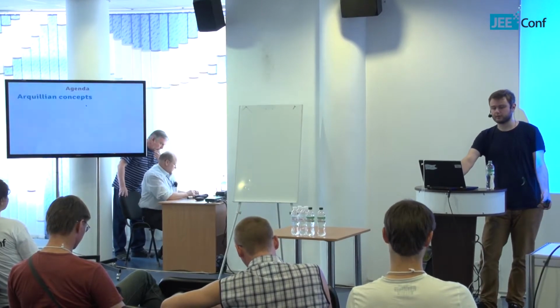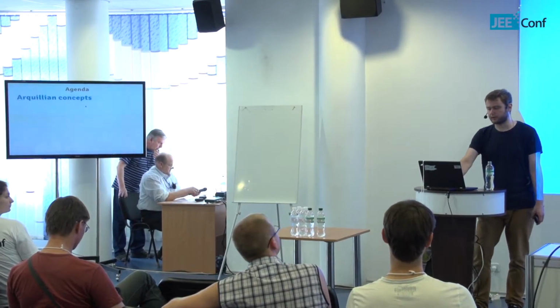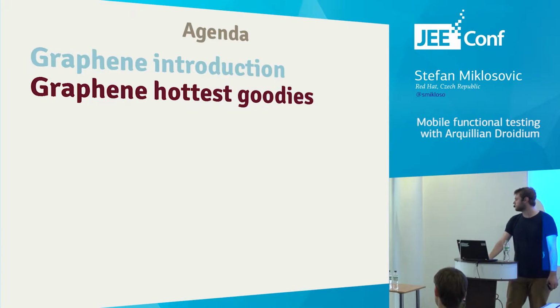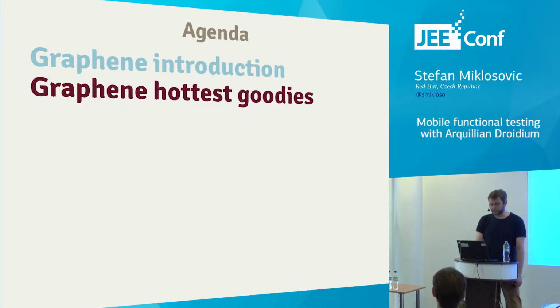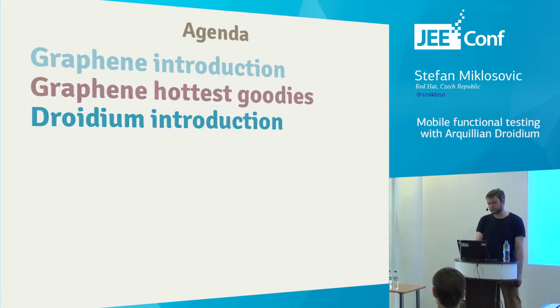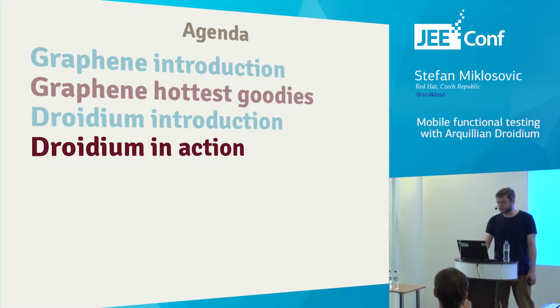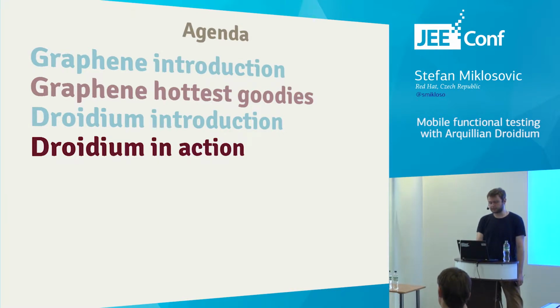I don't know if you guys know something about Arquillian. It's a pretty well-known framework which is used for testing. Then we will briefly go through an Arquillian Graphene introduction. After that, I will show you some goodies, what Graphene is about, and how to use it. After that, I will introduce Droidium, and hopefully we will see Droidium in action.